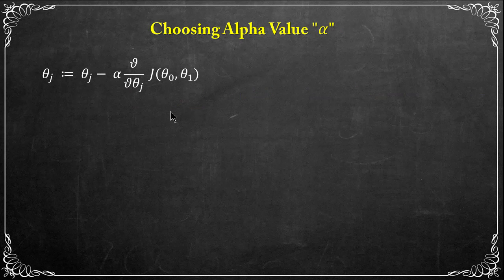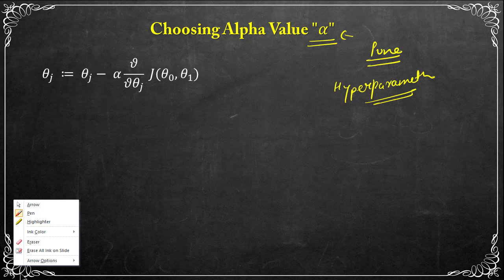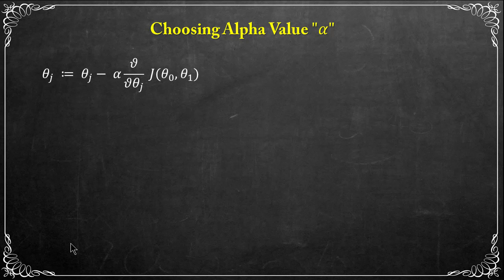Okay, now let's take a look at choosing our alpha value. It's a hyperparameter. Choosing this plays a very important role, because we have to tune this. It means we have to try different values. Now let's take a look at what happens when we choose our alpha value. When alpha is too small, gradient descent can be very slow, and it takes a long time to converge. So you don't have to choose alpha too small.